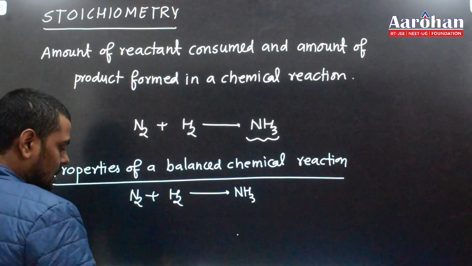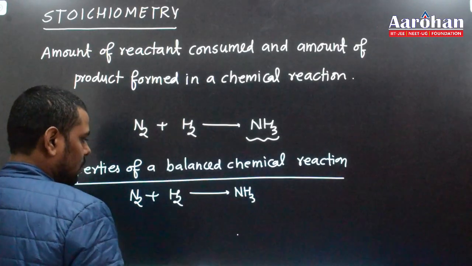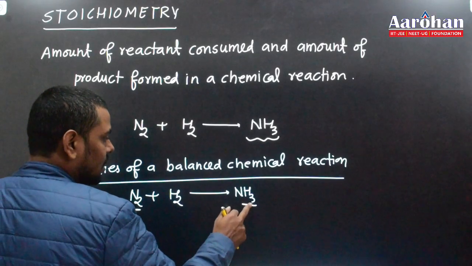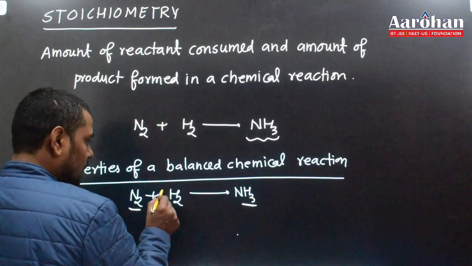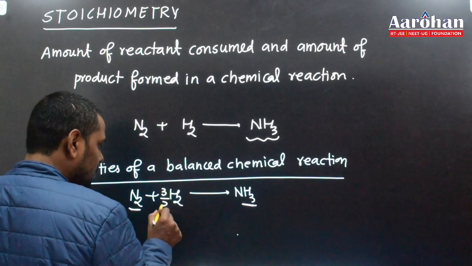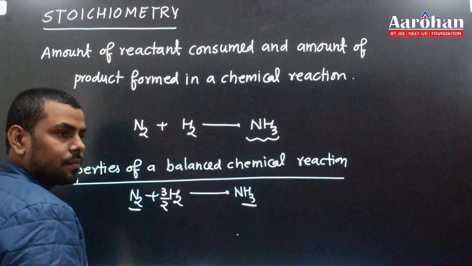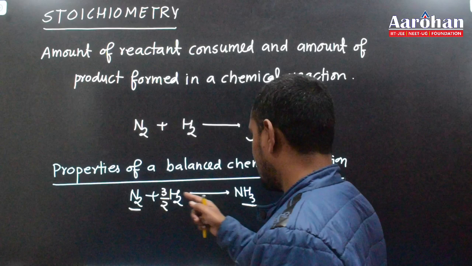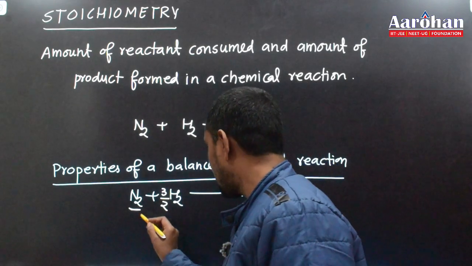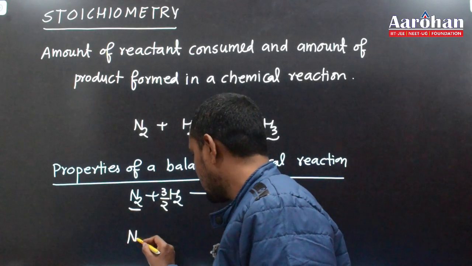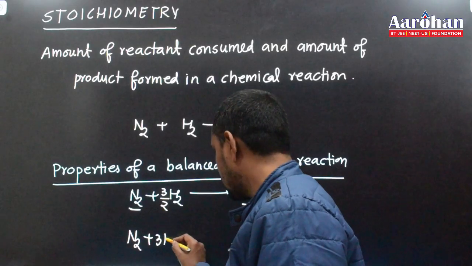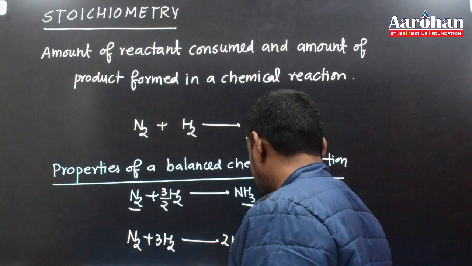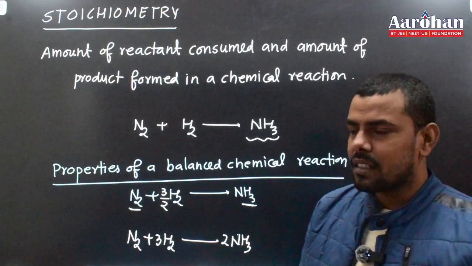And how to balance? By hit and trial method. Suppose here are given 2 nitrogen and here 3 hydrogen atoms. So if we balance it by 3 by 2, then we will get 3 hydrogen. But nitrogen is not balanced, so we have to multiply it by 2. N2 plus 3H2 gives 2NH3. So this is the balanced chemical reaction.